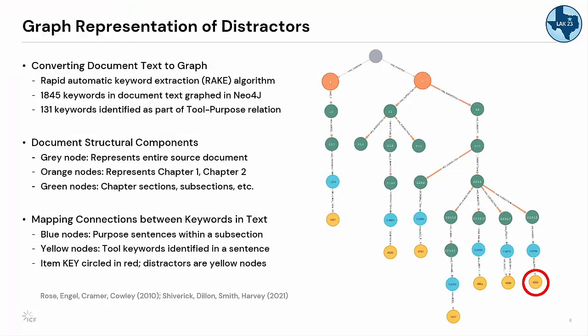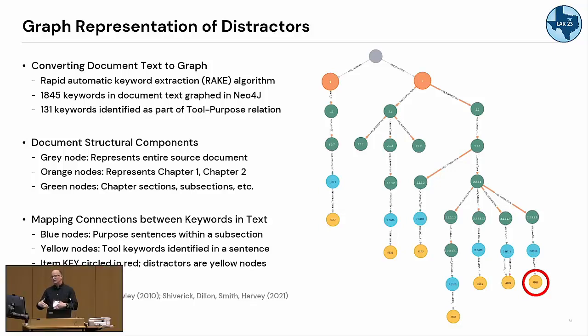So in this figure here, we converted the document text to a graph. First of all, we started by using the rapid automatic keyword extraction algorithm. And by parsing the text of the document, we identified a little over 1,800 keywords. That was graphed in Neo4j. And 131 of those keywords were identified as part of the tool-purpose relationship.